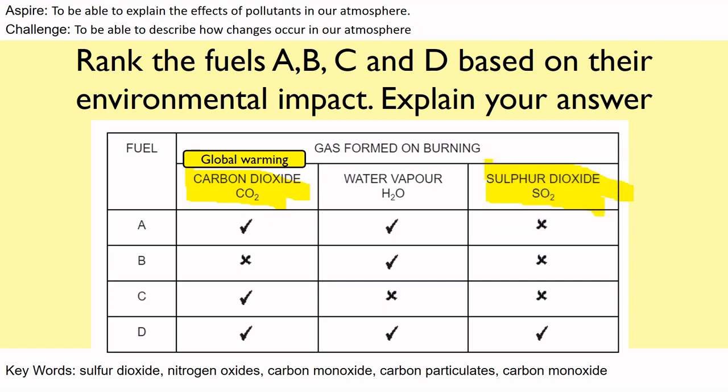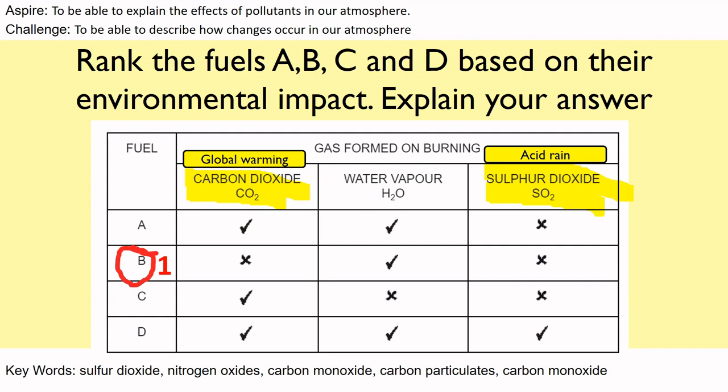That's not a pollutant. And then we've got sulphur dioxide. What does sulphur dioxide cause? Acid rain. Okay, so now we're starting to look at each fuel individually, and I'm going to go through and see if I can find the best fuel first. The best fuel is going to be the one that has the least ticks, and preferably in water vapour. So if I look through each fuel, I can see that B has only one tick, and it's in water vapour, which means B is not a polluting fuel. B is actually going to be hydrogen.